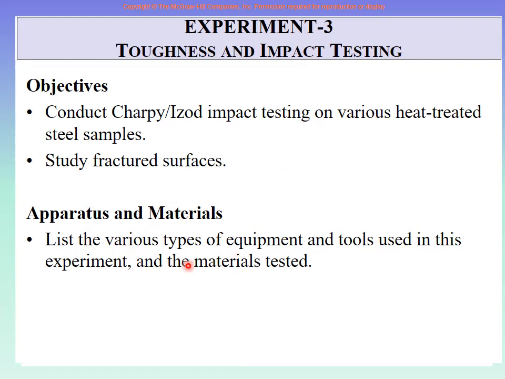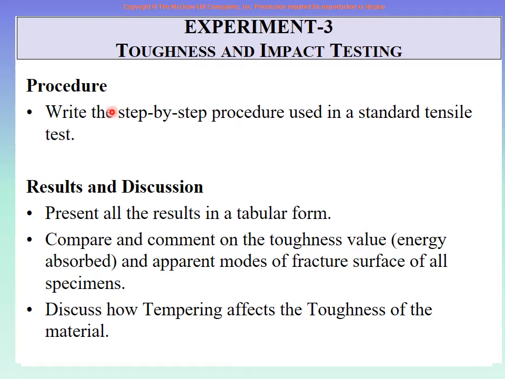Apparatus and materials, again look at the video and write what materials, equipment, tools and so on have been used. Procedure, again look at the video very carefully and write the step-by-step procedure in a standard toughness test. This is my copy paste, my problem, so I am sorry for that, but here it is impact test, so in a standard impact test. Results and discussion, please present all the results in a tabular form.